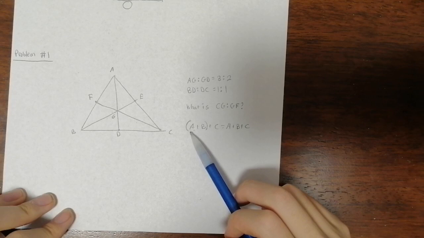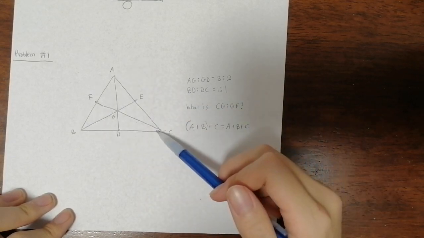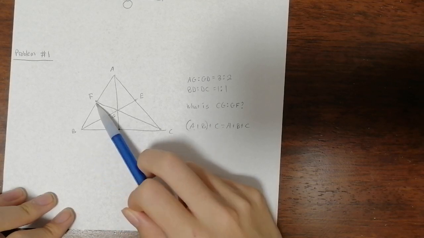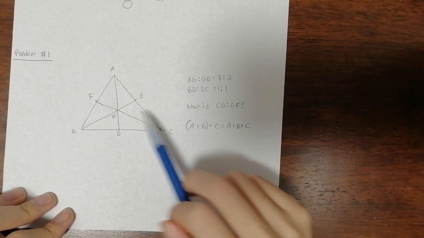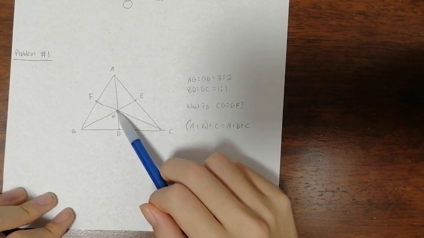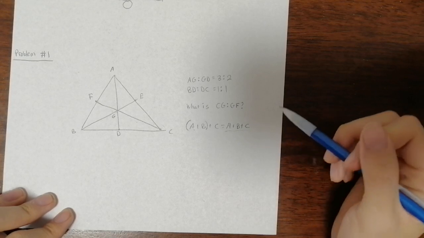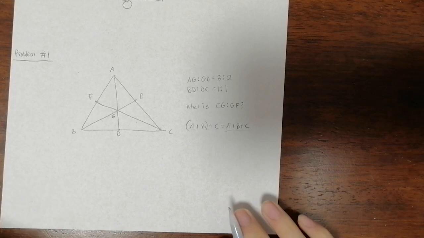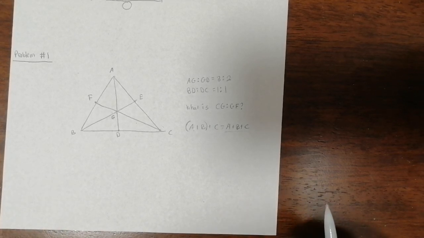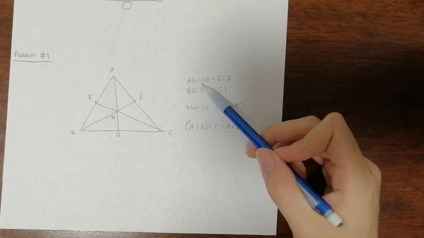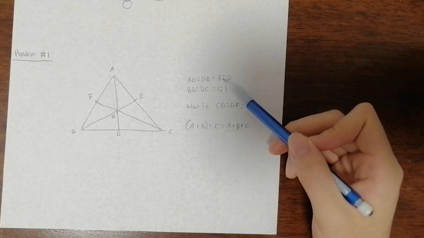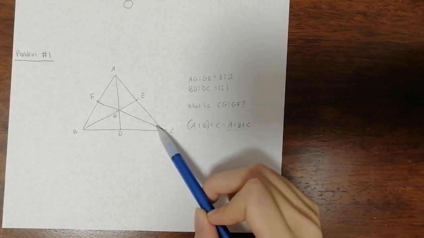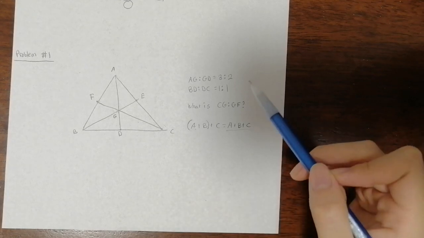So this means that in this triangle here, the center of mass of A plus B will be F, and then the center of mass of C and F will be G, and that's going to be the center of mass of the entire triangle, which is point G here. So let's just see how we can solve this problem using mass points. We're given the information that AG to GD is in a ratio of 3 to 2, and the ratio of BD to DC is 1 to 1, so they're equal.